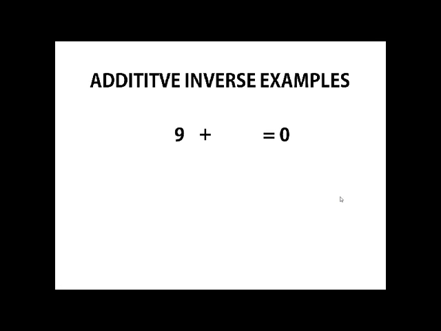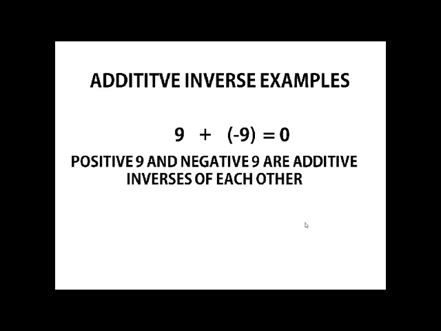Say I have 9. What do I need to add to 9 to equal 0? I need to add a negative 9, correct? That is because positive 9 and negative 9 are in fact additive inverses of each other.